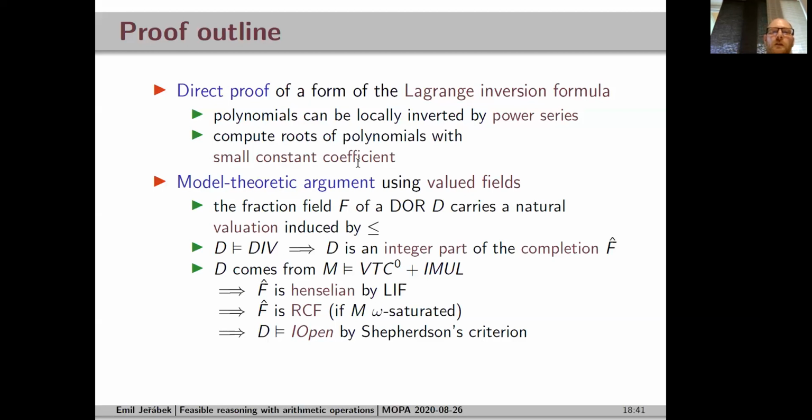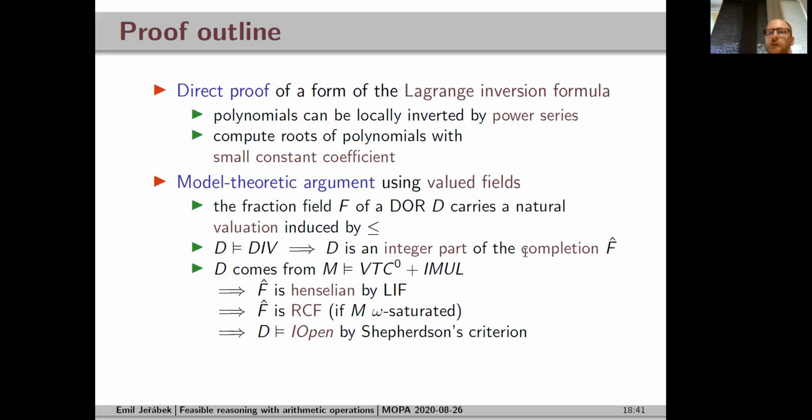argument that establishes that a given model of VTC0 plus iterated multiplication is a model of open induction, by using Jefferson's criterion. So we take the model, which is a discretely ordered ring, as we already know. We consider its fraction field, and then the model is an integer part of its fraction field because we can prove this division axiom, and then we consider the completion of this fraction field.